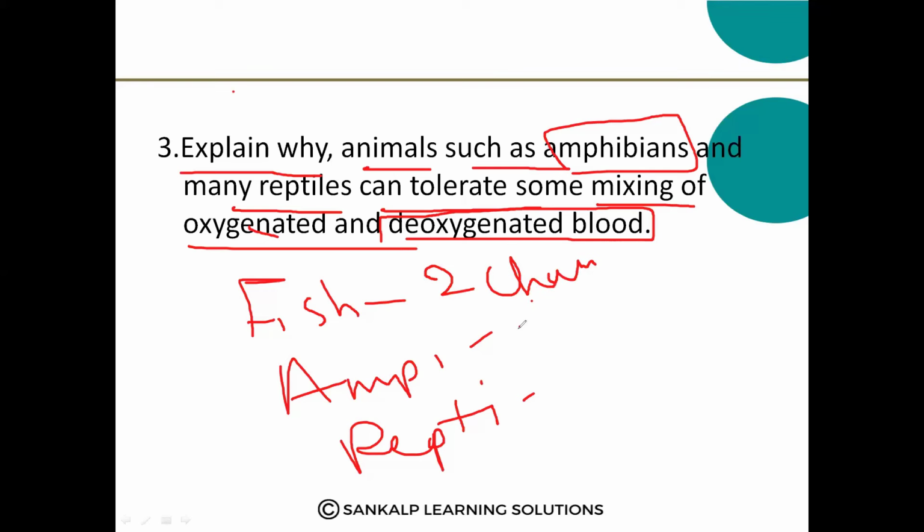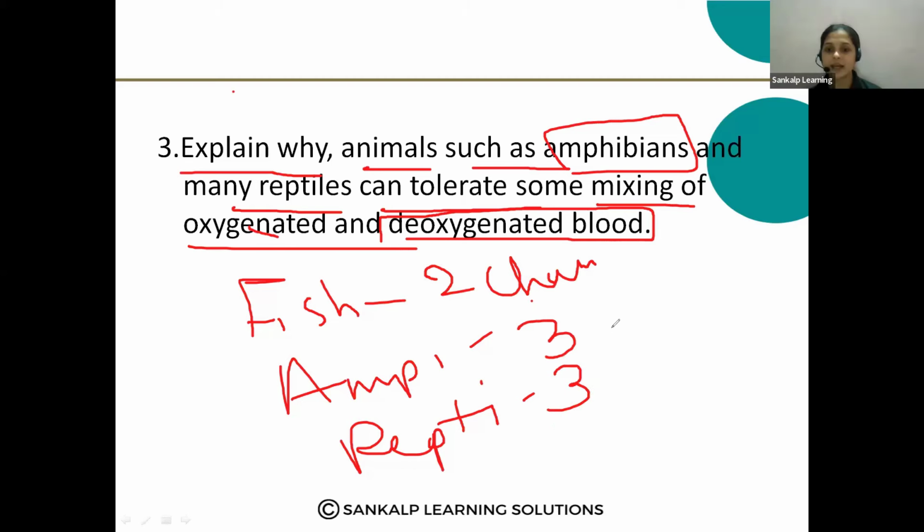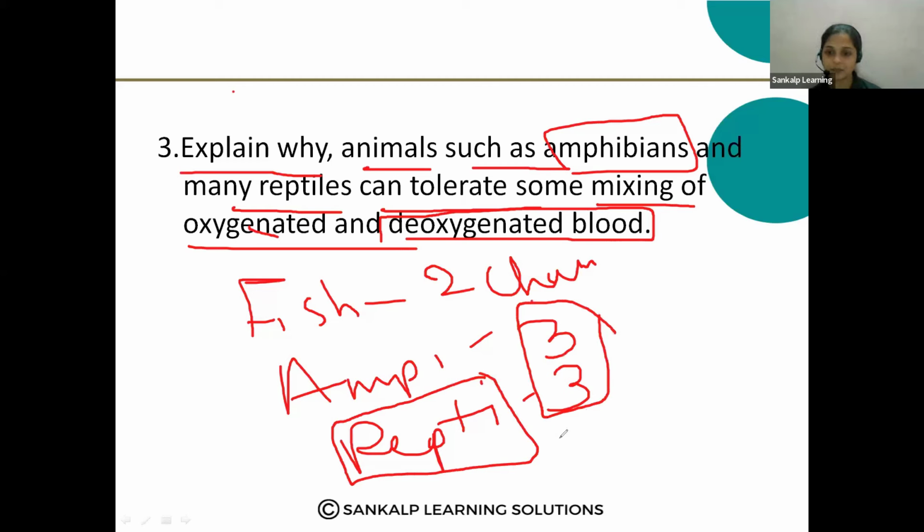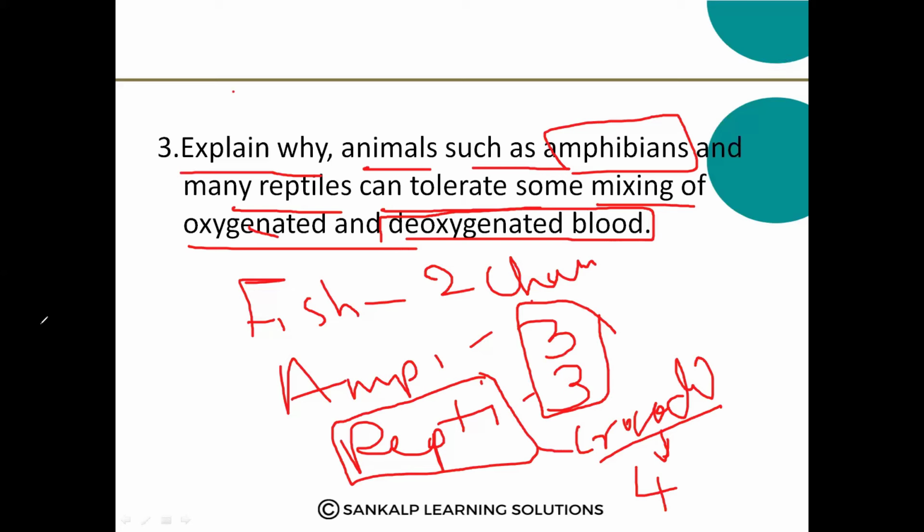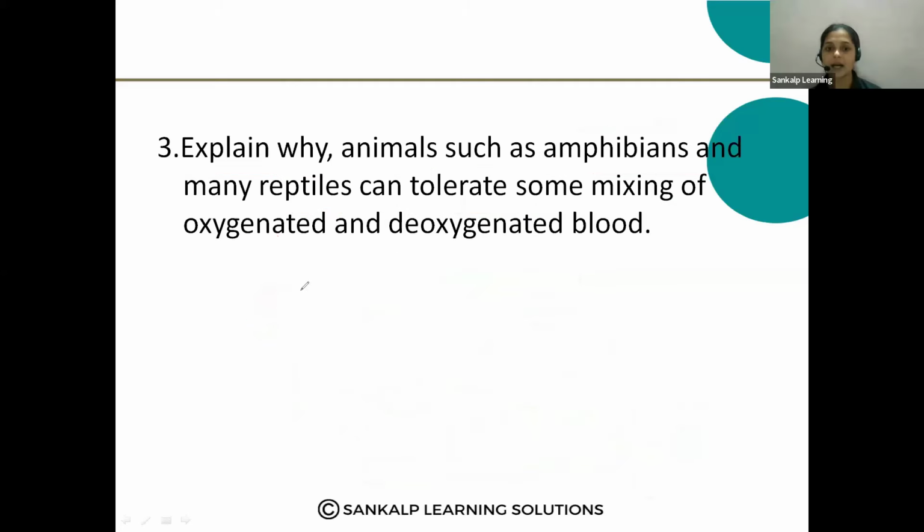Fishes have the 2 chambers heart. 3 chambers. Yes, amphibians and the reptiles, they have the 3 chambered heart. But in the reptiles, except one organism, do you know that organism? Except crocodile. So this is a general knowledge question. Crocodile is a reptile, right? Yes. Crocodile is a reptile, but it is having the 4 chamber heart. Remaining all reptiles and the amphibians, they have the 3 chamber heart.